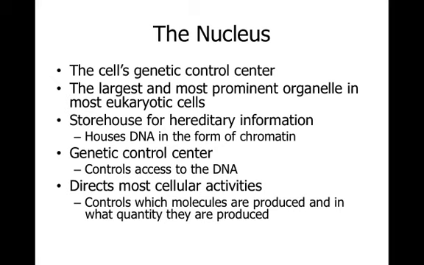So its function: storehouse for hereditary information, so it houses the DNA in the form of chromatin. On the next slide, we're going to talk about chromatin and what makes up chromatin, but DNA is part of or is chromatin. It is the genetic control center. So it controls access to the DNA. There are actually little pores inside of the nuclear envelope that allow certain things to get into the nucleus and certain things to be able to leave. So it controls which molecules are produced and in what quantity they are produced.